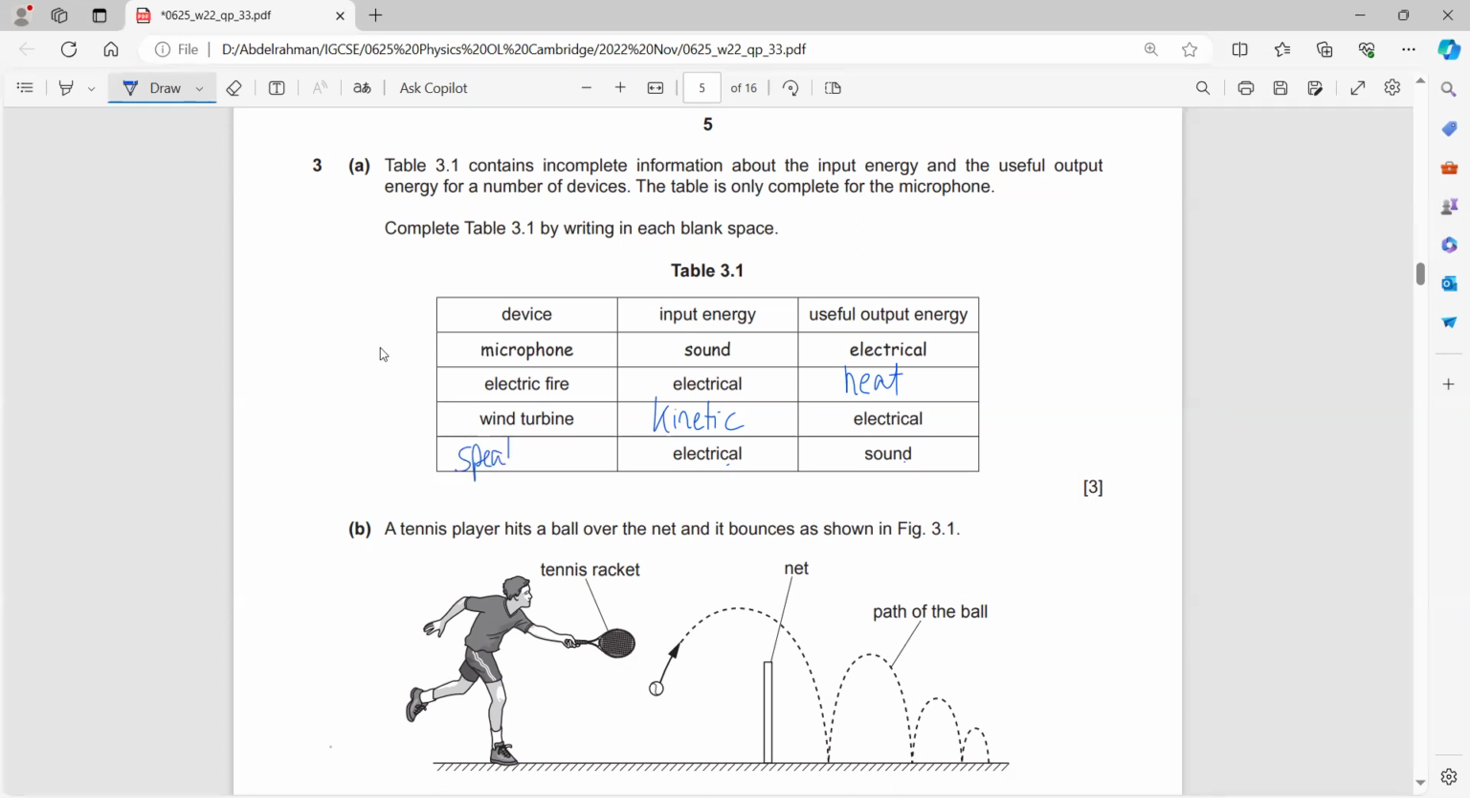Speaker. Someone said radio. And radio is not wrong, by the way. I don't think it's written in the marking scheme, but I think it could be right. Okay. It does have an input energy of electrical energy and an output of sound. It could be right. Okay. Nice.